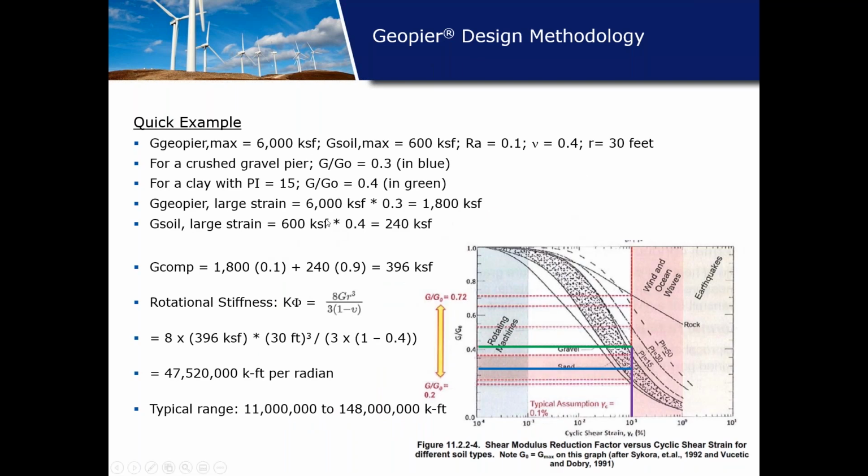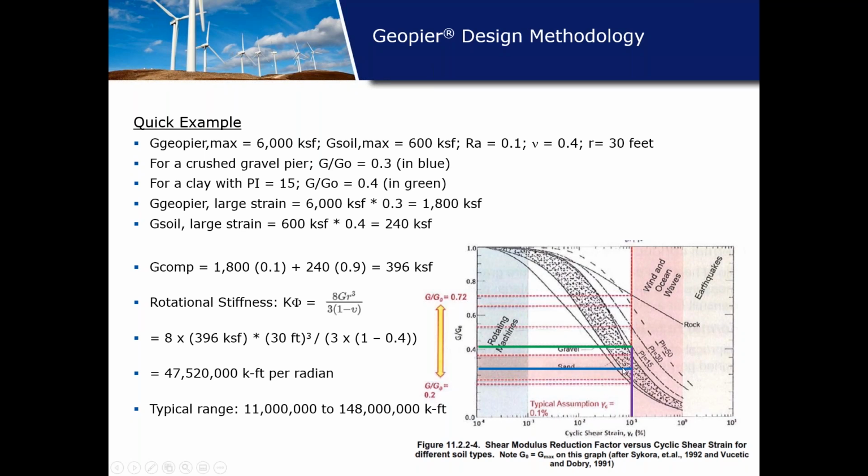All right, so as a quick example, if you have a maximum shear modulus for a Geopier of 6,000 KSF, maximum shear modulus for the soil of 600 KSF, an area replacement ratio of 0.1, Poisson's ratio of 0.4, and a radius of 30 feet. You would first come up with your degradation factor for the pier. Piers are essentially crushed gravel. So I'm going to start here at the cyclic shear strain of 10 to the minus 1. I'm going to come up to, let's say it's not quite the gravel curve, but maybe the sand gravel area. Come across, and I'm going to have a degradation factor of 0.3. So it's a 70% reduction for the Geopier element.